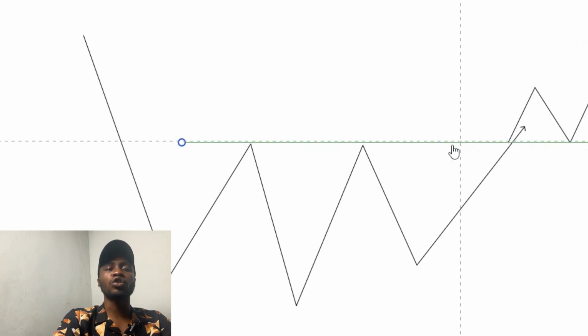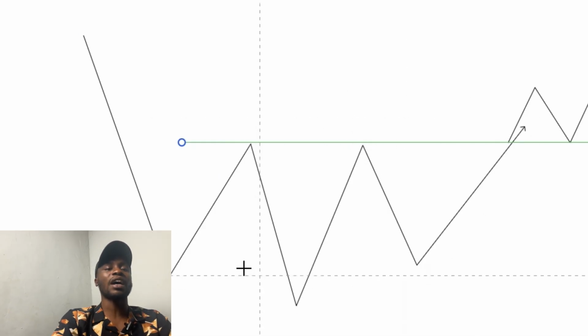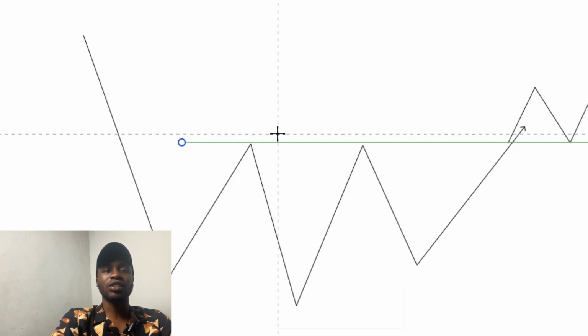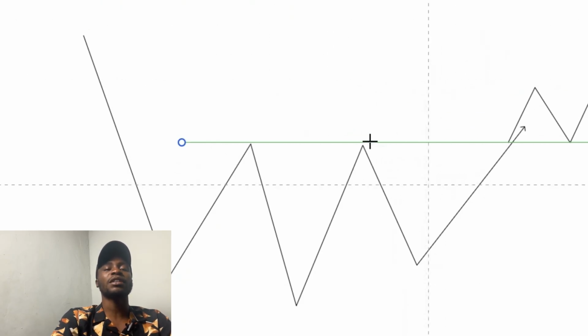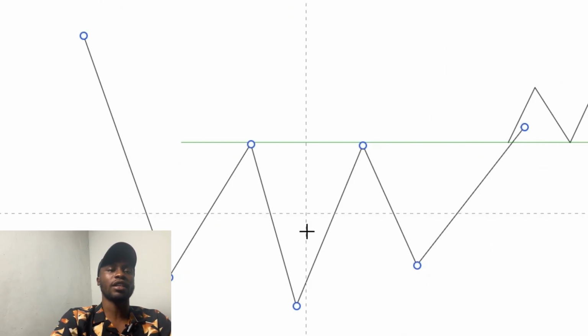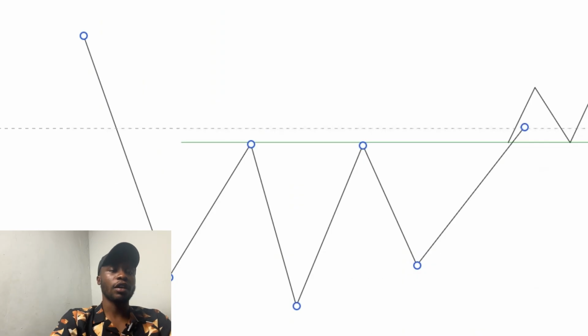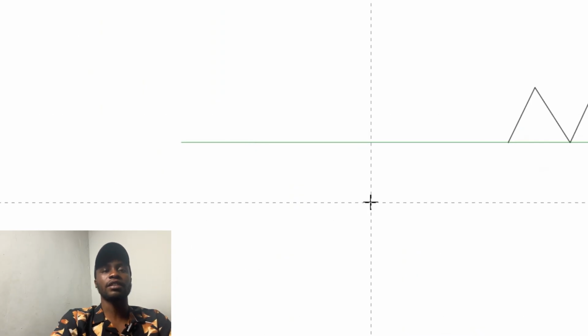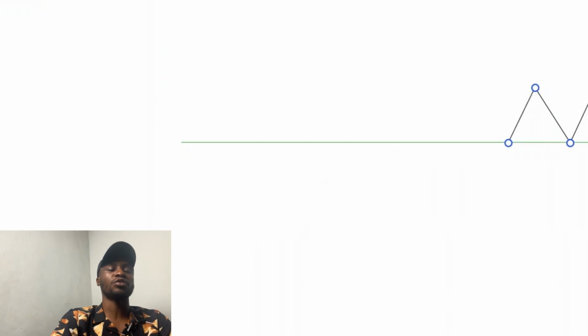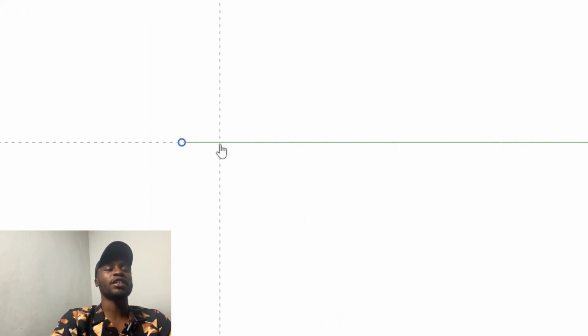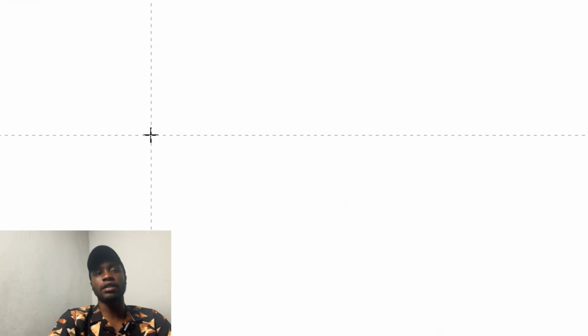So let's move to continuation chart patterns. The continuation chart patterns come after the reversal chart patterns. The continuation chart pattern is, like I said, just like a speed breaker. When a market is trending to the upside, you're likely to see a continuation chart pattern, which means the market just wants to rest a bit, then start going up.